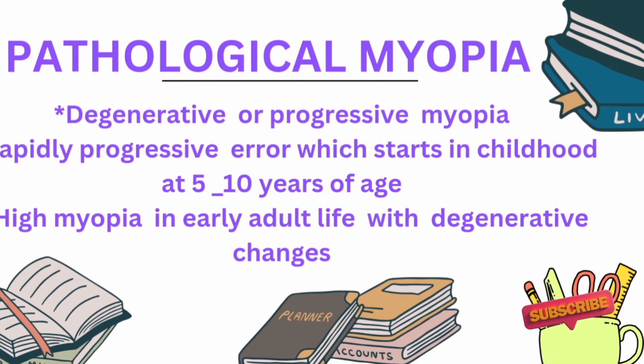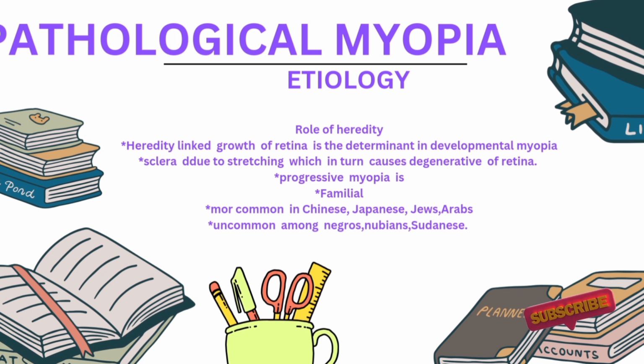Degenerative or progressive myopia. Rapidly progressive error which starts in childhood at 5-10 years of age. High myopia in early adult life with degenerative changes.